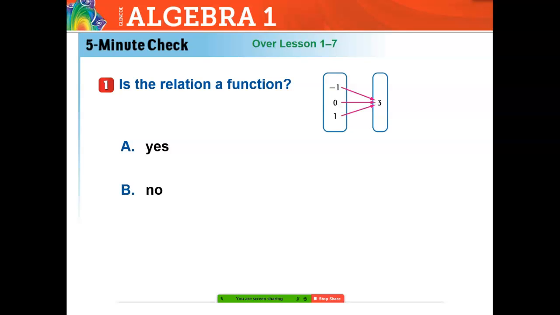Hold up one finger if this is a relation. If it is not a relation, hold up 2 fingers. So 1 for yes, 2 for no. Let's see what we know. Is this relation a function? Yes or no? Hold up a 1 or 2, please.